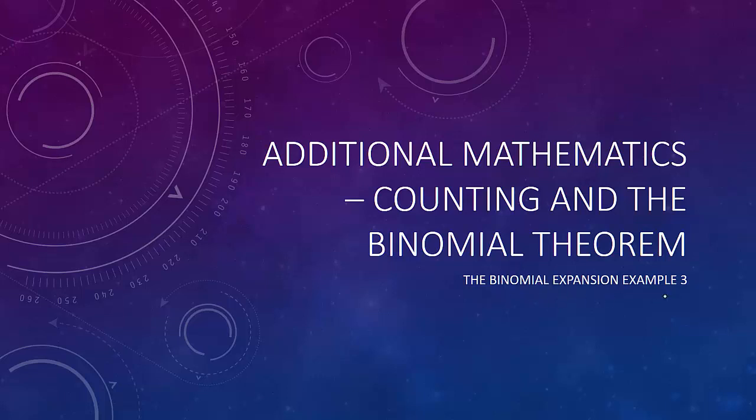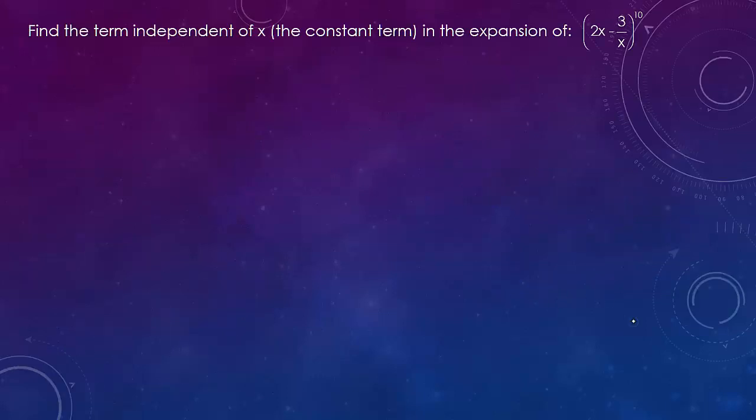The binomial expansion, example 3. We want to find the term independent of x, that's the constant term, the term that won't have an x in it, in the expansion of (2x minus 3 over x) to the 10.